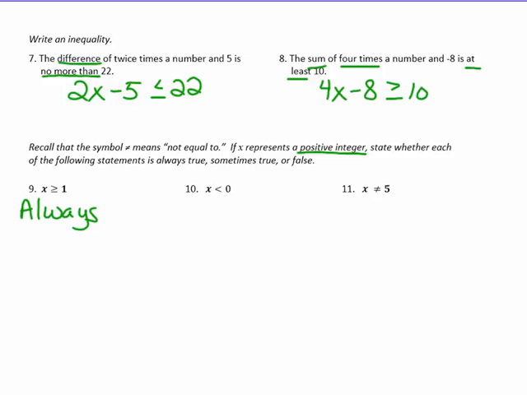For number 10, x is less than 0. Well, positive integers can never be less than 0. So this is false. And x doesn't equal 5. Well, this is sometimes true because it depends. Because if you have 5, then that makes it false.